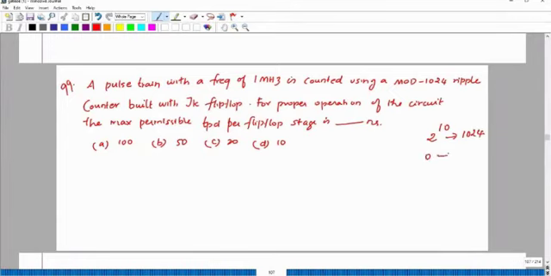This is in terms of 10 power minus 3. If I want to convert it in terms of 10 power minus 9, I have to multiply by 1000 on both sides, so I will get 1000 nanoseconds. This is your whole time period, for the entire 10 flip-flops. For each flip-flop I have to divide it by 10, so I will get 100 nanoseconds.